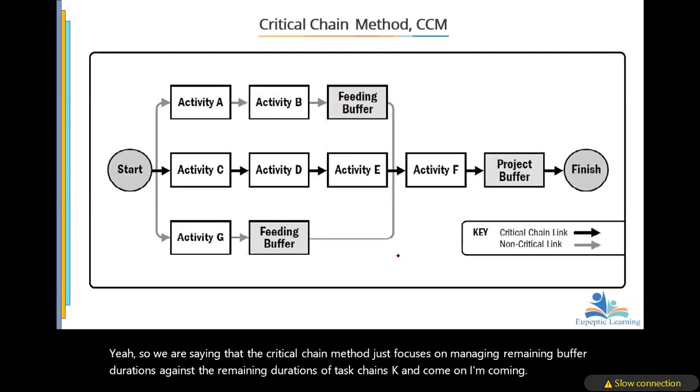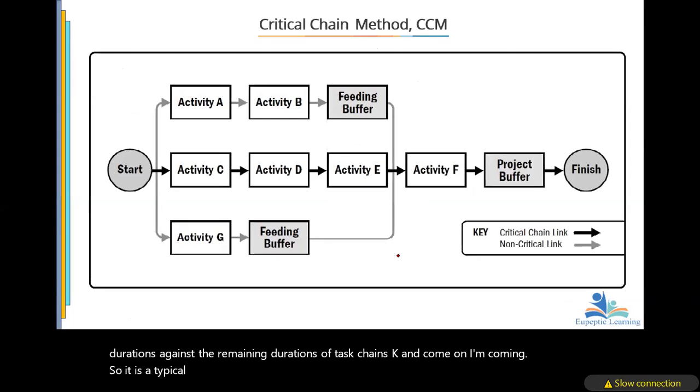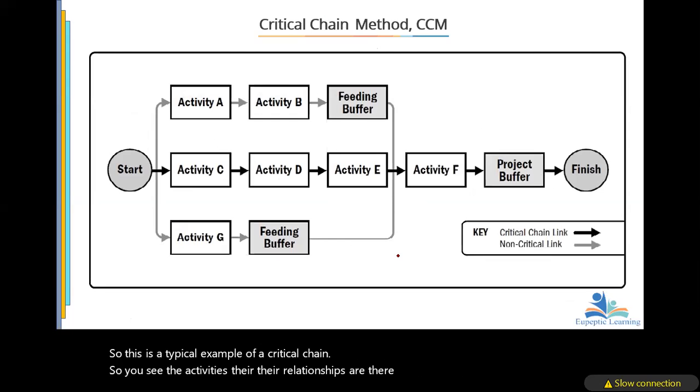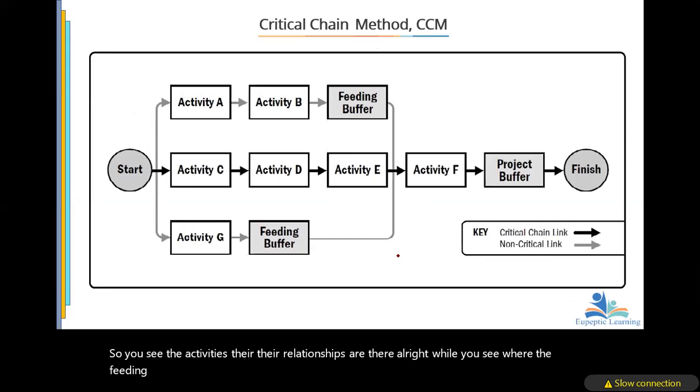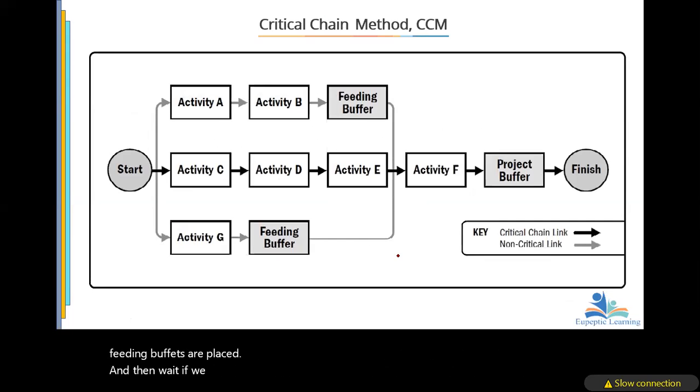So this is a typical example of a critical chain. You see the activities there, the relationships are there. But you see where the feeding buffers are placed and then where the project buffer is. The project buffer is placed here. Now, non-critical what link? The non-critical links are those with a faint one, and then the darker ones are the critical chain links.